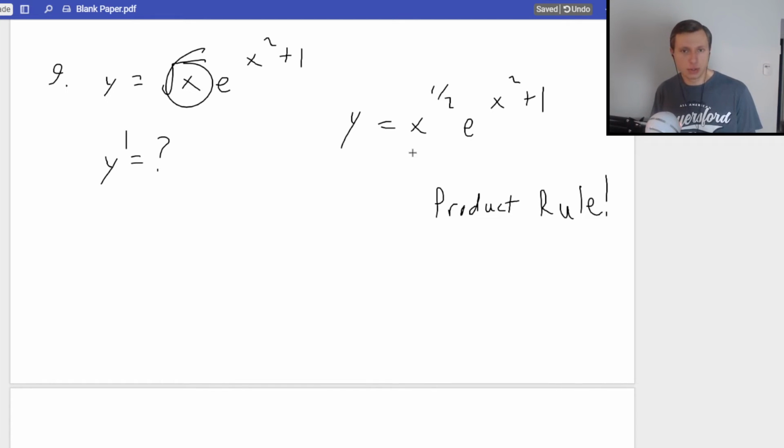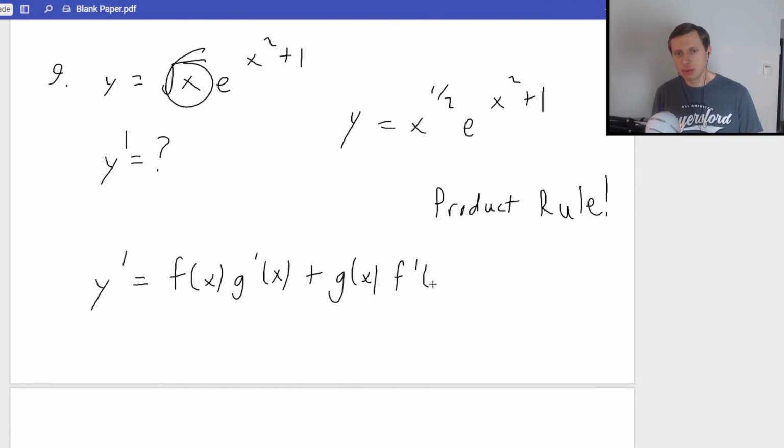So why is it the product rule? Because we have this times that. So y prime, our derivative, remember, it's going to be f of x times g prime of x plus g of x times f prime of x. And the quotient rule is something different, obviously. I can write it down later, but in another problem. But this is the product rule, don't forget it.